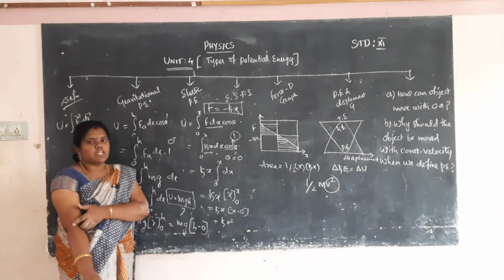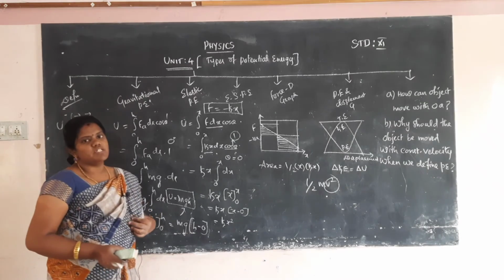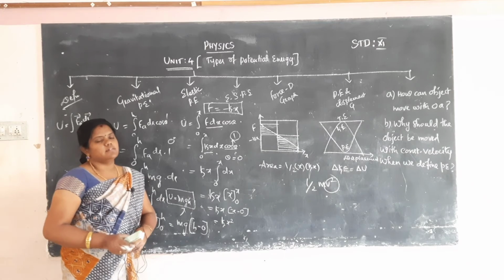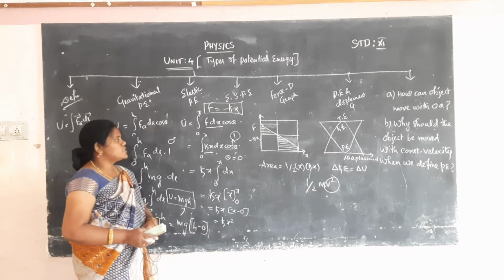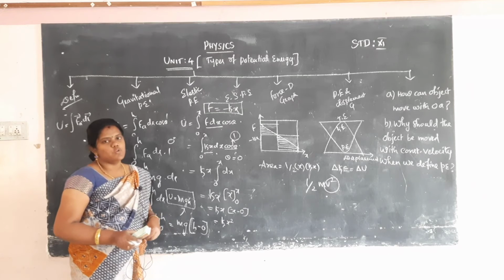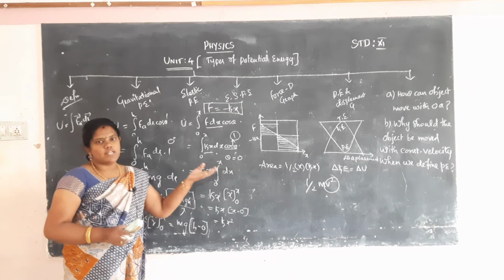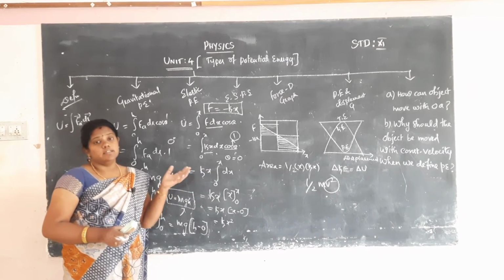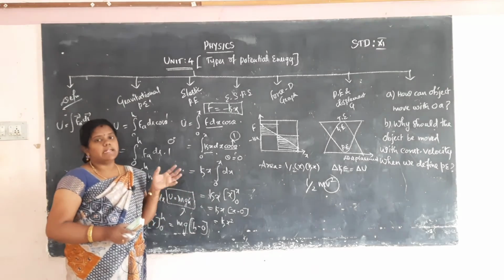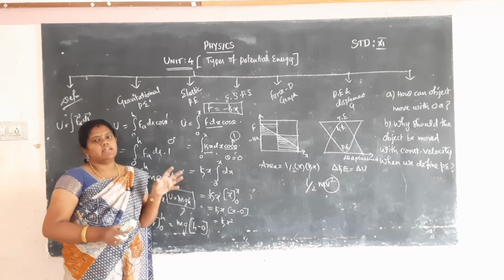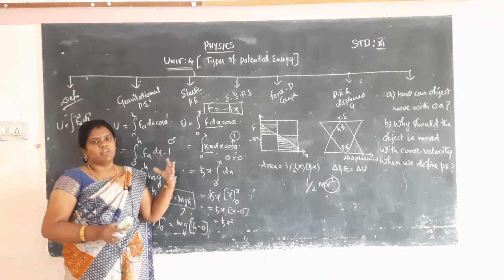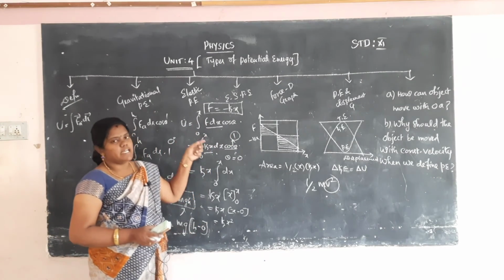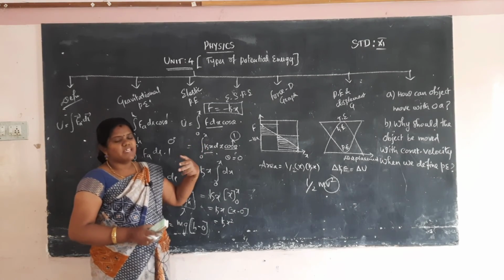Elastic potential energy means the energy possessed by a spring. When we apply a force, the spring is stretched. After removing the force, the spring goes back to retain its original position. The force that acts to retain it is the restoring force, or deforming force, and it is equal to minus kx. The negative sign indicates that the object is displaced in the opposite direction.